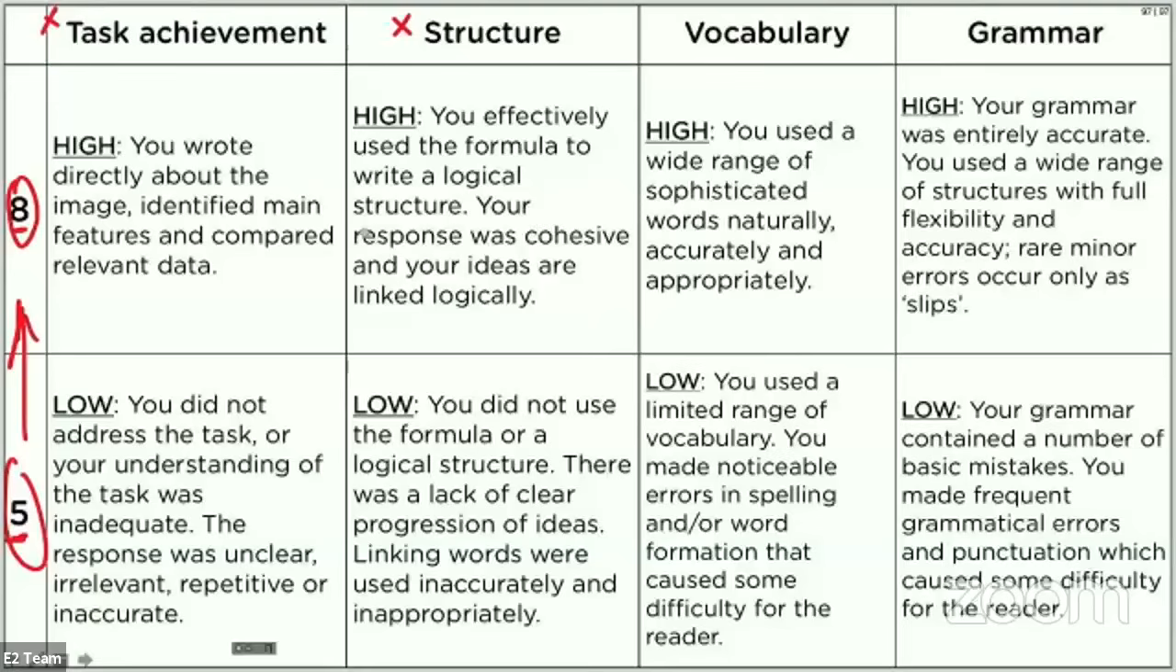Vocabulary, you used a wide range of sophisticated words naturally, accurately, and appropriately. Low, you used a limited range of vocabulary. You made noticeable errors in spelling and or word formation that caused some difficulty for the reader. Finally, grammar. Your grammar was entirely accurate. You used a wide range of structures with full flexibility and accuracy. Rare minor errors occur only as slips. In other words, you can make small errors. 1 or 2 small errors, that's okay. Low, your grammar contained a number of basic mistakes. You made frequent grammatical errors and punctuation, which caused some difficulty for the reader.